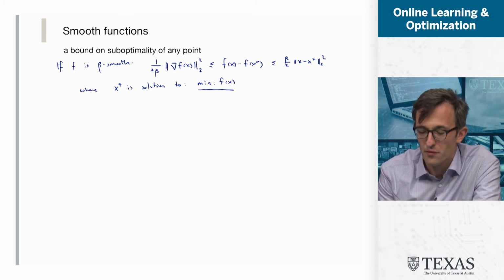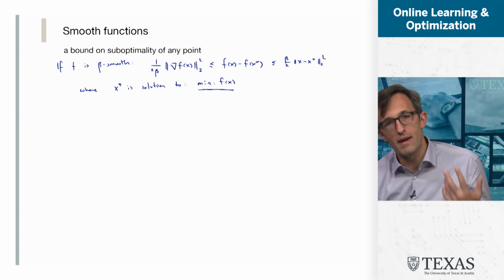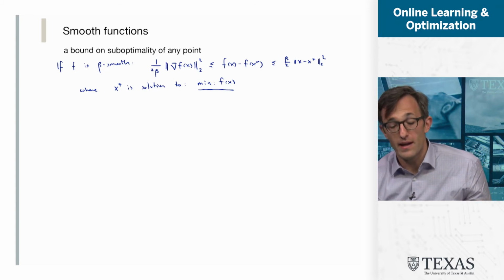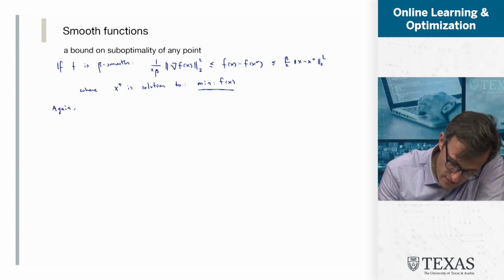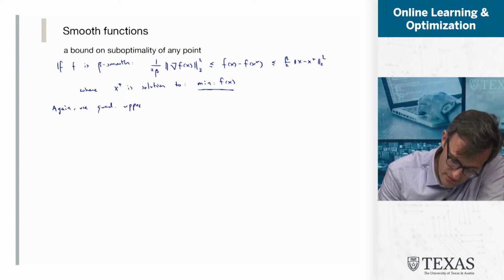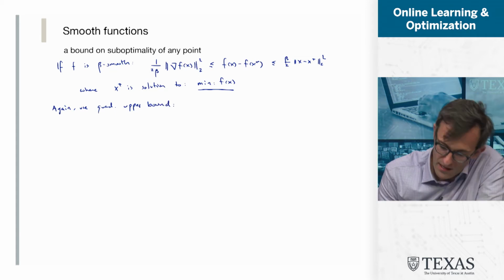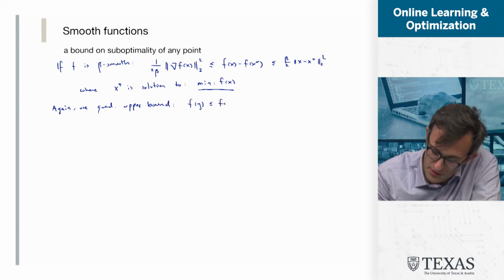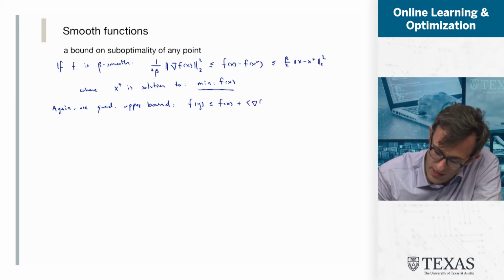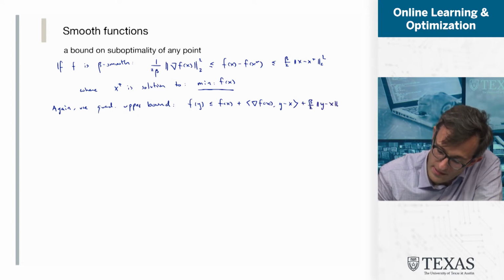So let's see where these come from. Not surprisingly, we're going to use the main tool that we're going to have at our disposal whenever f of x is smooth, and that's the quadratic upper bound. So again, we use the quadratic upper bound, which is f of y is less than or equal to f of x plus the gradient of f of x times y minus x plus beta over 2 times the norm of y minus x squared.